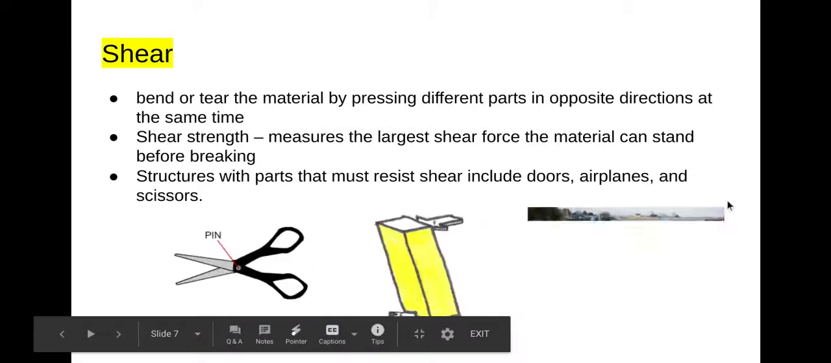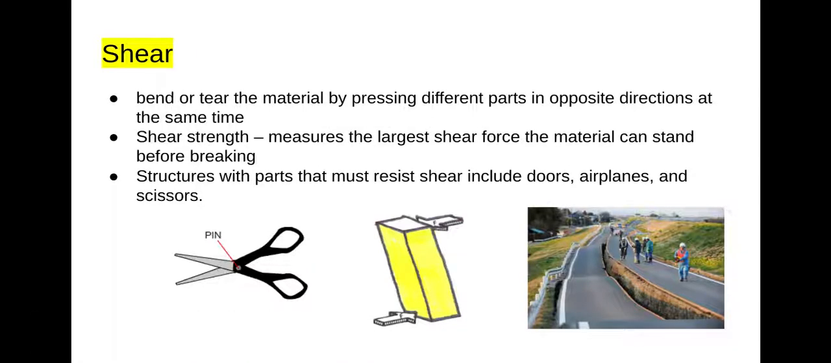When we're talking about shearing or cutting, we're talking about bending, tearing the material, as you press different parts in the opposite direction. Shear strength is the largest amount of force a material can stand before it breaks. So how much can I actually pull or tear or cut before it breaks? Structures with parts that have to be able to resist shear are your door, an airplane, and scissors.